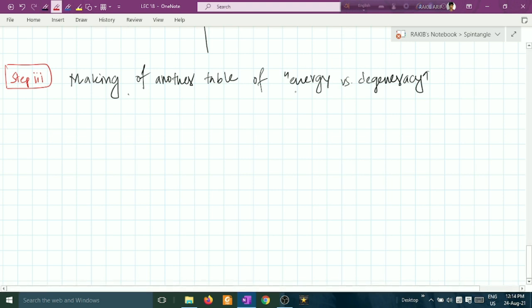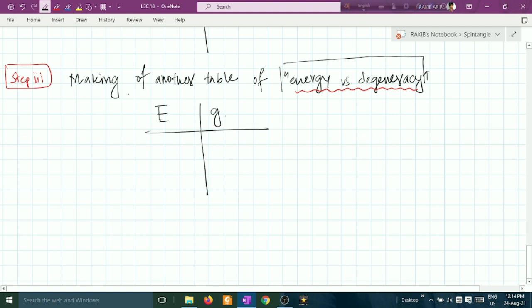Energy versus degeneracy. This is what we used to do in the case of partition function finding. Say this will be the energy here, and its degeneracy will be here. I think you know this from the partition function calculating process. So this is the pre-process of finding the partition function.